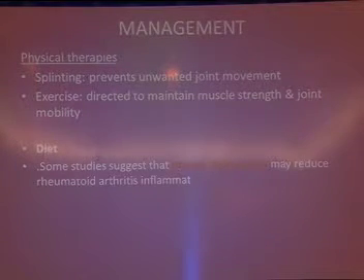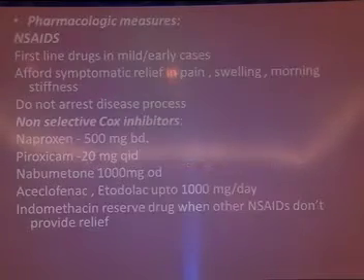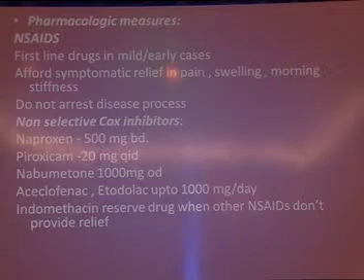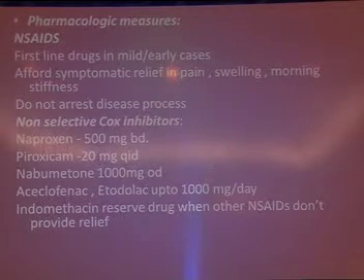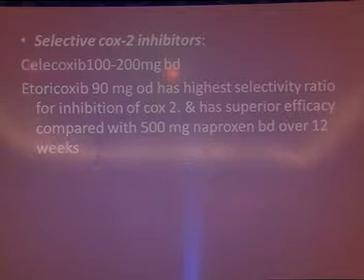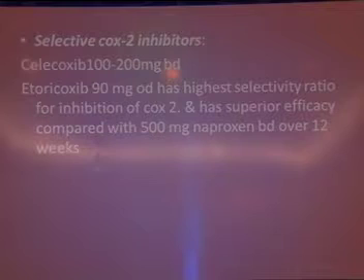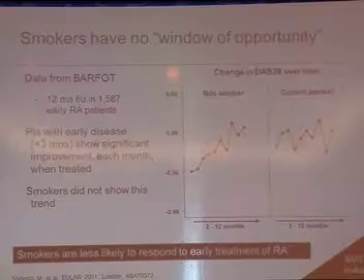Exercise is directed to maintain muscle strength and joint mobility. Some studies now suggest that omega-3 fatty acids may reduce rheumatoid arthritis inflammation. And as we all know, there are non-selective COX inhibitors and selective COX inhibitors. Now, etoricoxib 90 mg OD has the highest selectivity ratio for inhibition of COX-2 and a superior efficacy compared with 500 mg naproxen BD over 12 weeks.